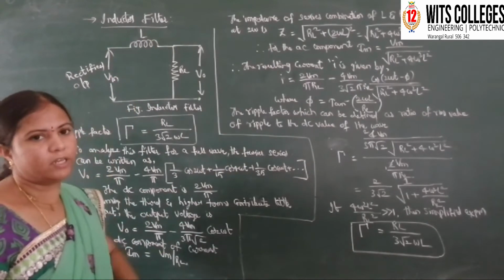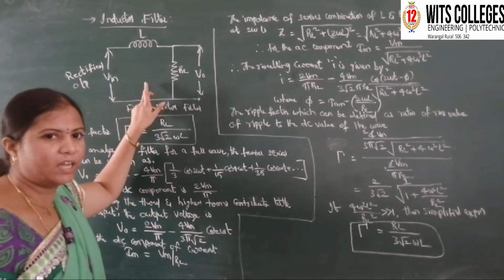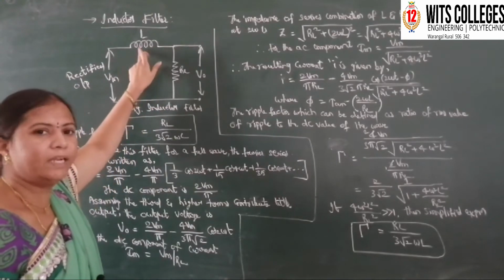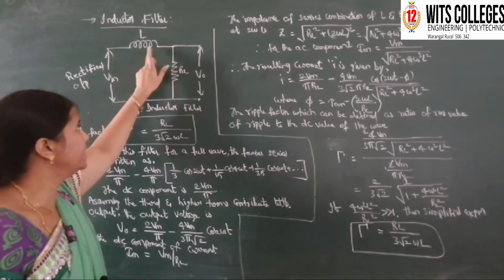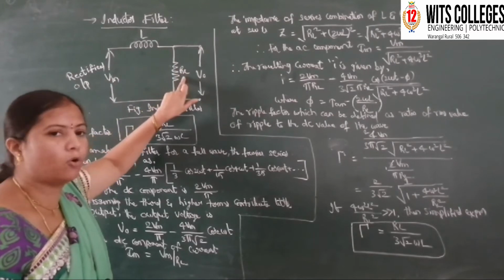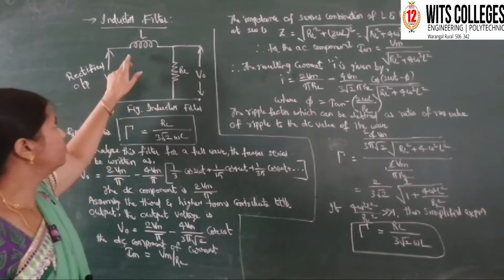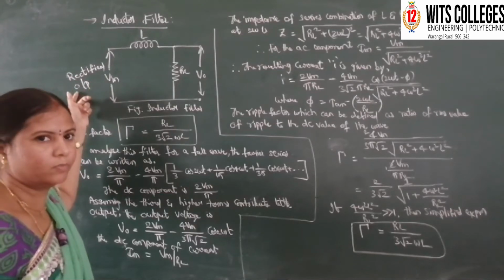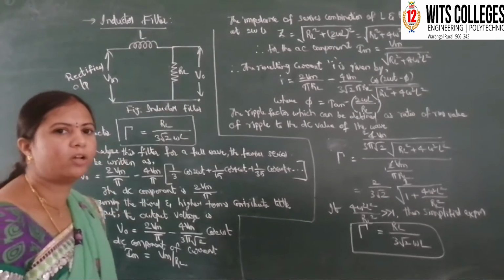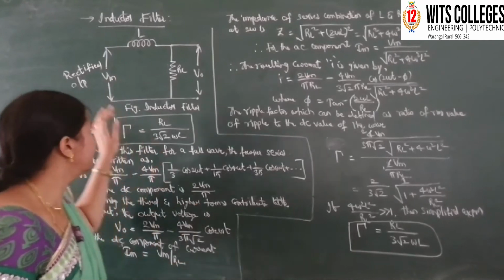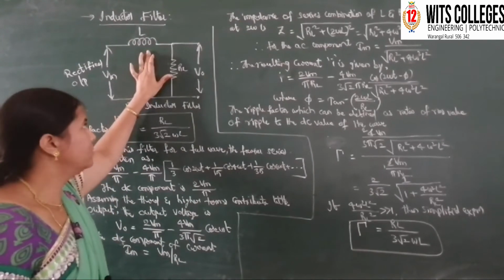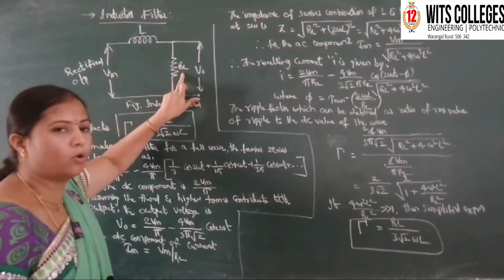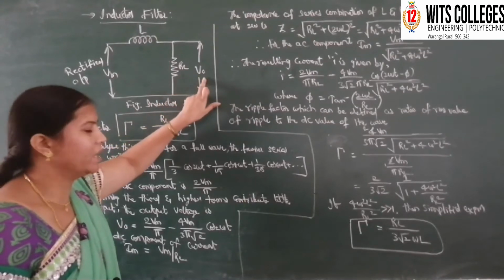It is the inductor filter. This is the circuit diagram of the inductor filter, where it is using an inductor, and it is connected in series with the load resistor RL. The input voltage to this inductor filter is the rectified output, either half wave rectified output or full wave rectified output. That is the input voltage of the inductor. The inductor is connected in series with the load resistor RL, where we are going to take the output.